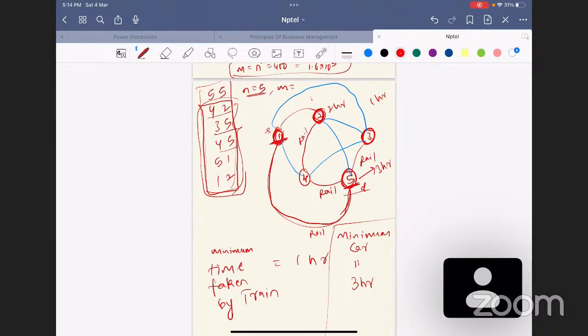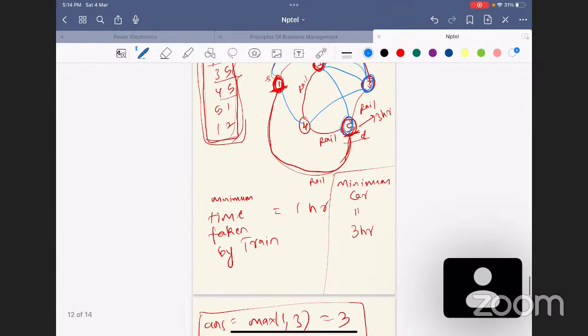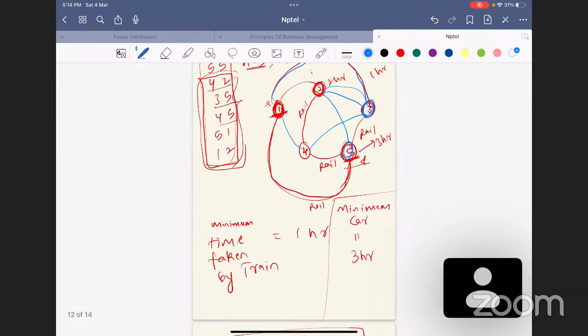So yeah, for road, we'll start from 1, we'll go to 3. From 3, we'll go to 2, and from 2, we'll go to 5. So it makes it 3 hours. Yeah. So I hope it makes sense now, Mihir. Could you please reply in the chat?